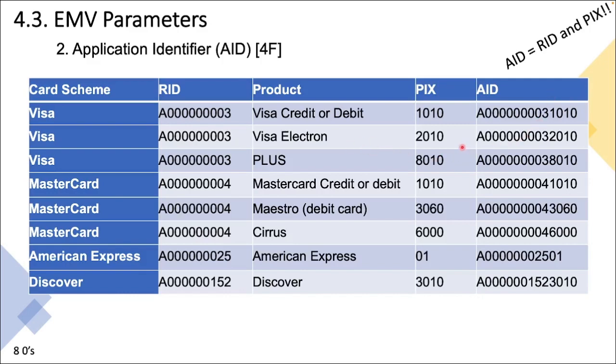So Visa Electron has a PIX of 2010. To derive the AID, all you do is add the root and the PIX, and that gives you A8032010. And the same sort of concept applies as you move down the rows. Okay.